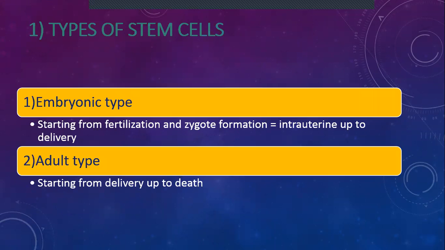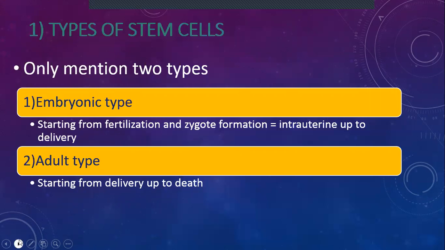There are so many controversial papers about the types of the stem cells, but the answer that we will need from you, and it is very scientific in the exam, is number one, mention the embryonic type, number two, the adult type. So we have the embryonic type when it is starting from fertilization and zygote formation. It means it's only exclusive to the intrauterine life. The adult type, which is starting from delivery to death. So only mention the two types. That's all what we need from you.